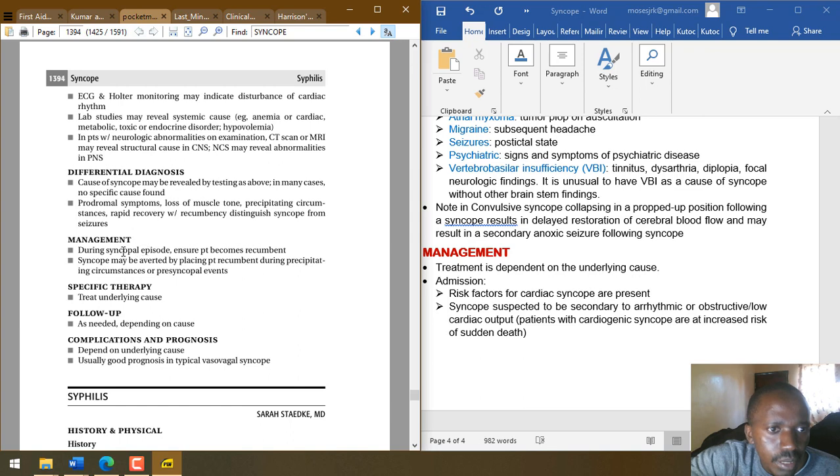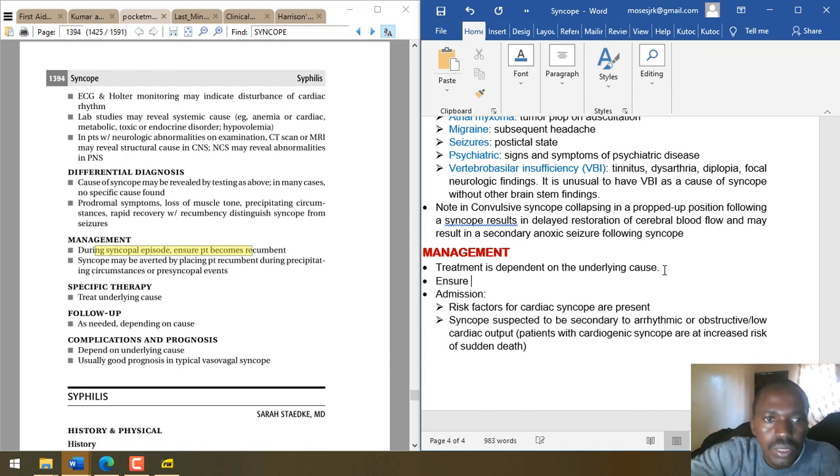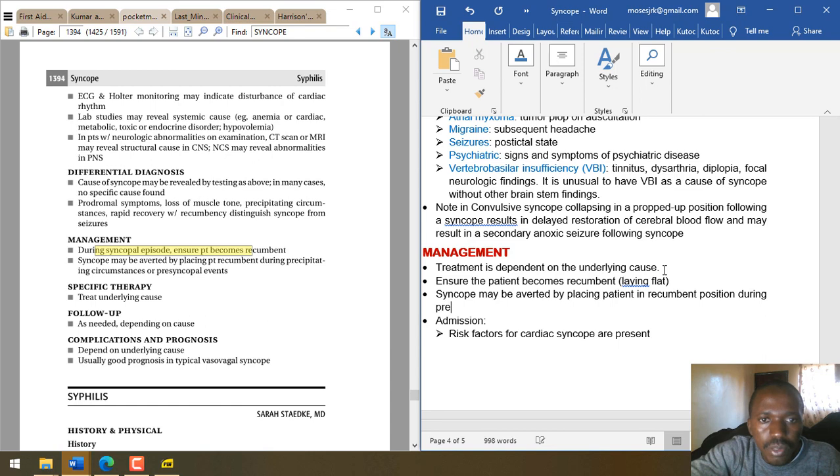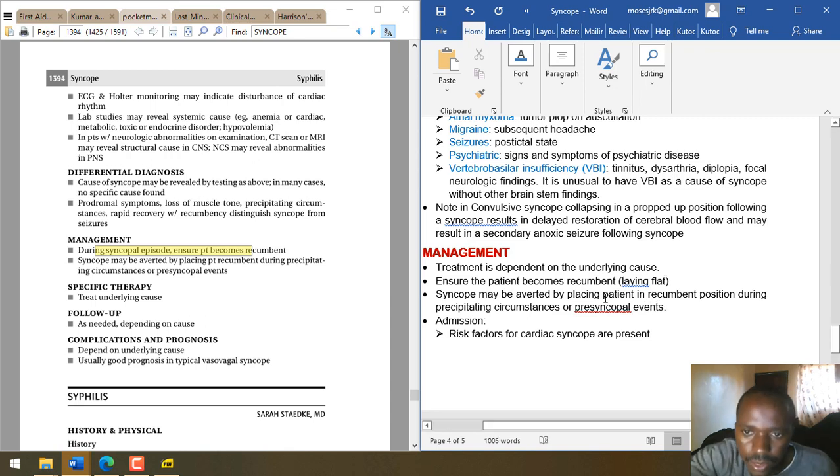Management. During the syncope episodes, ensure the patient becomes recumbent. Okay? So ensure the patient becomes recumbent. So laying flat. Syncope may be averted by placing the patient in recumbent position during precipitating circumstances or pre-syncope events. So if you just feel like you're about to faint, you should assume a certain position.